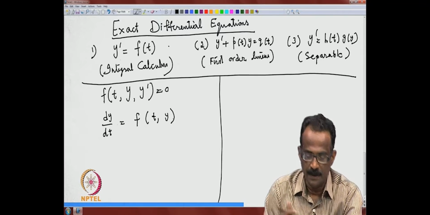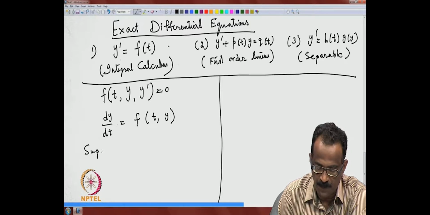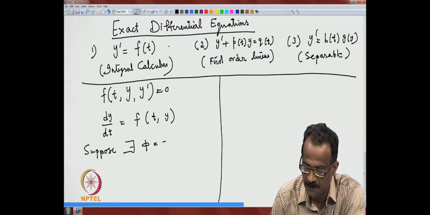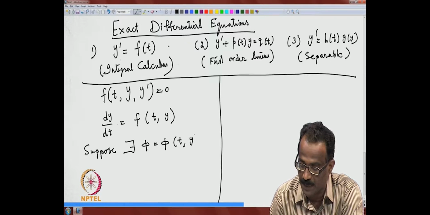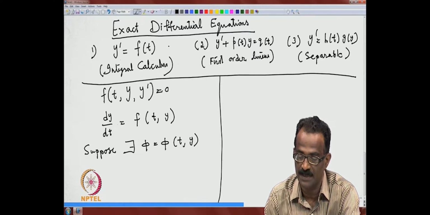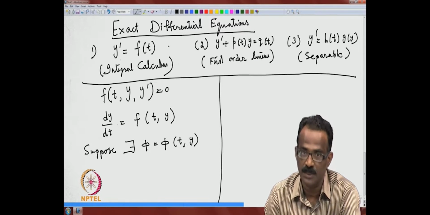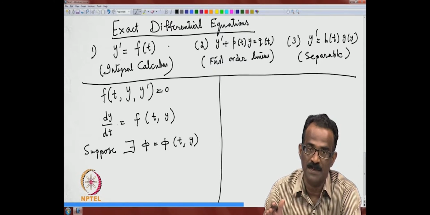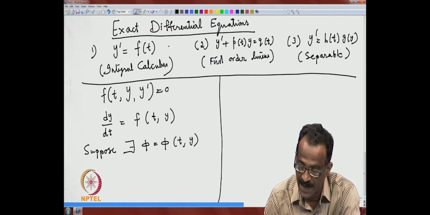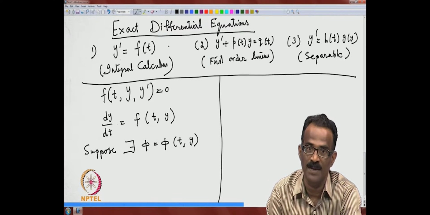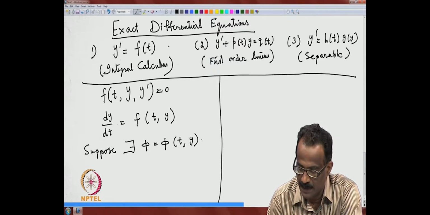So, let me start with this. Suppose there exists a function phi which is a function of two variables. This is a very important thing: y is not just y(t) right now. Phi is defined in a domain of the t-y plane, where you treat both t and y as independent variables. So, it is a two variable function. When I write y(t), then you are restricting to the solution curves.